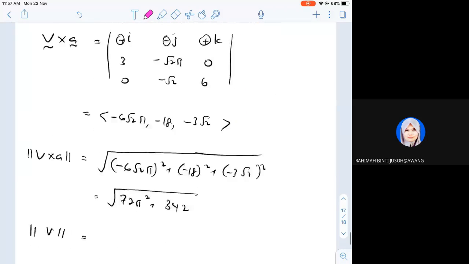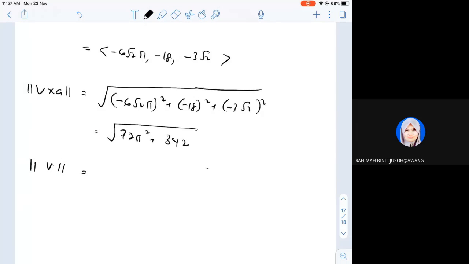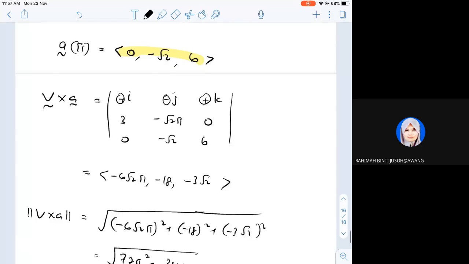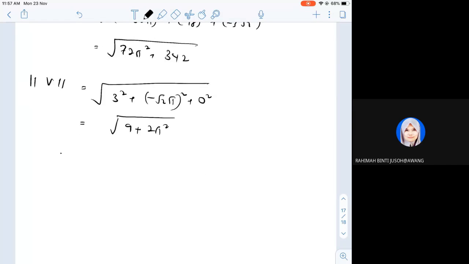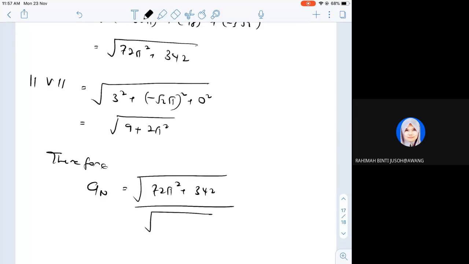Okay, magnitude of V, we will have the square root of 3 squared plus negative square root 2 pi squared plus 0 squared. So you will get the square root of 9 plus 2 pi squared. Okay, therefore, AN should be the square root of 72 pi squared plus 342, over the square root of 9 plus 2 pi squared. Okay, that's the answer.